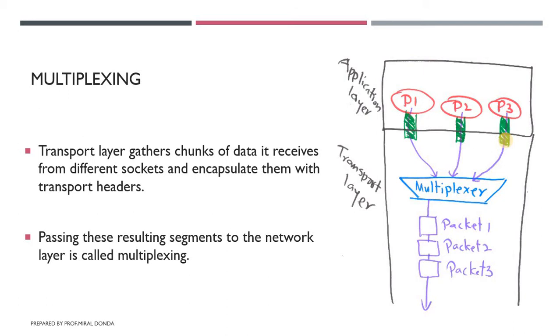Now the transport layer gathers the chunks of data, because it receives the data from many processes of the application layer, from different sockets, and it encapsulates them with the transport layer header. So in the transport layer, the header of each data packet is given. Also, the received data is divided into segments here in the transport layer. Passing these resulting segments to the network layer is called multiplexing.